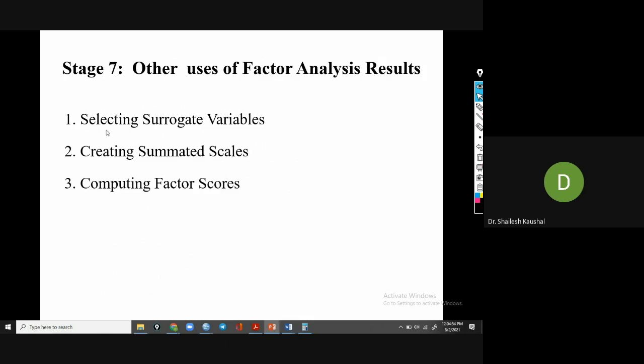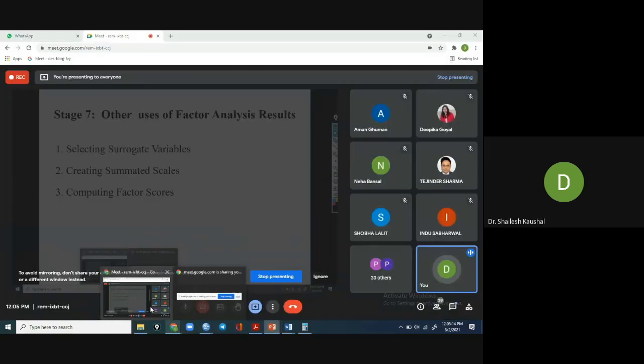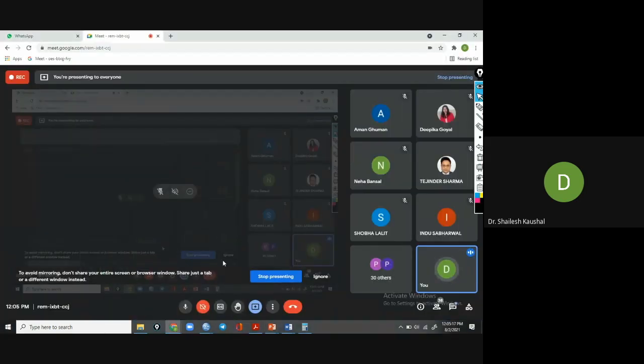Now there are three approaches: the first is selecting a surrogate variable, the second is creating a summated scale, so I have created a summated scale, and the third is computing factor scores. A better way of creating the summated scale is to club 4 or 5 variables and create it, and then we can use it further. So this is the idea about exploratory factor analysis. You can practice it yourself.